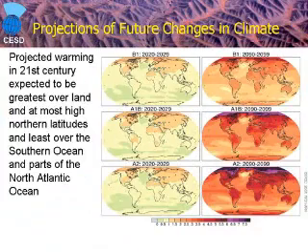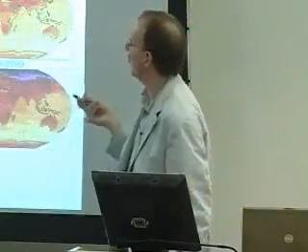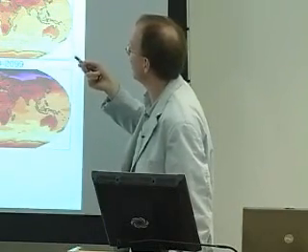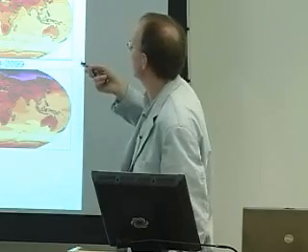Okay, and you can convert those into predictions of future changes in climate. I think this is averaging all the models that were run. So these are three different scenarios, that's the B1, A1B, A2. Don't worry too much about those.